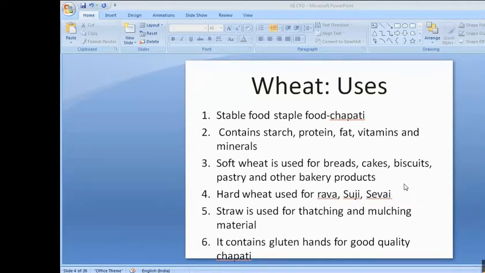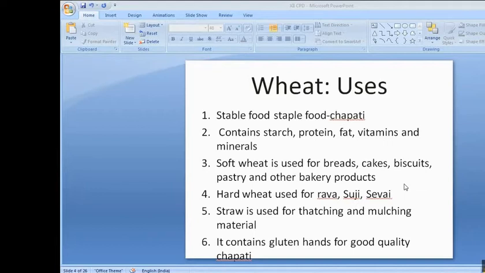Secondly, wheat is the richest source of starch, protein, fat, vitamins and minerals. If one consumes wheat along with milk, then it becomes a whole food. Whole food means if there is something lacking in wheat, that can be covered by milk. So wheat is a richest source of energy. It is usually used in the form of breads, biscuits, pastry products, bakery products, even some canned products, or even in baby foods.